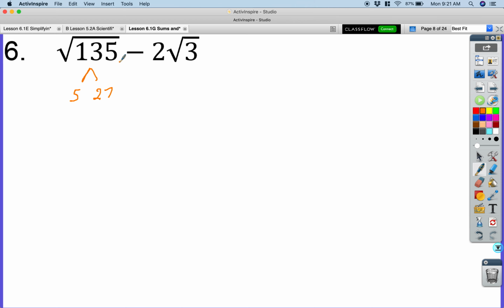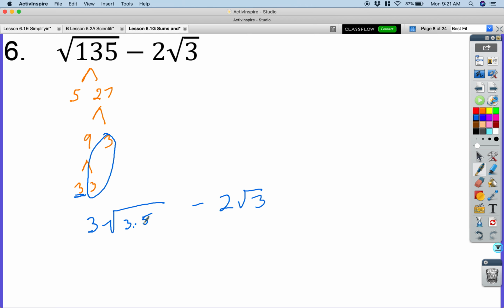So then what we're going to do is see, can anything else be broken down? So this would be then 9 and 3. And one more time, I'm going to see if I can break it down any more. And that would be the 3 and 3. I'm now looking for pairs. I have a pair of 3. So I have 3 square root and everything left over, which is the 3 times 5, minus 2 radical 3. I then combine everything on the inside, which is 3 radical 15 minus 2 square root 3.